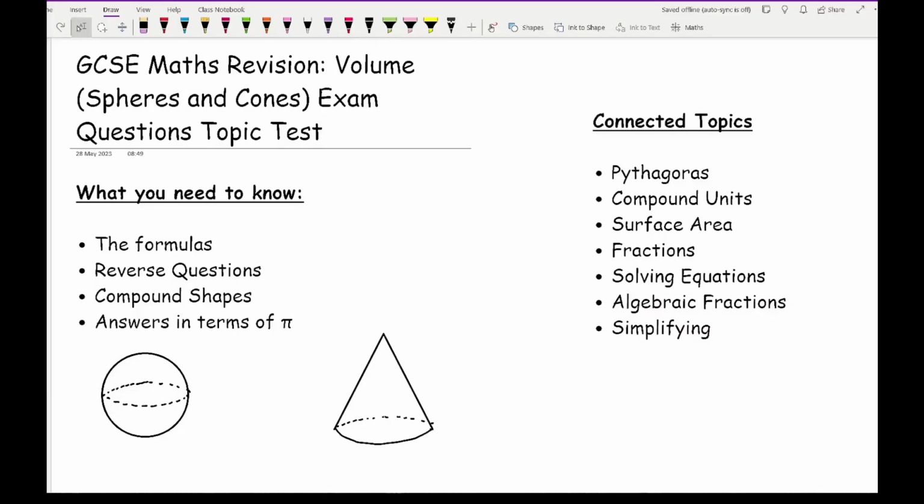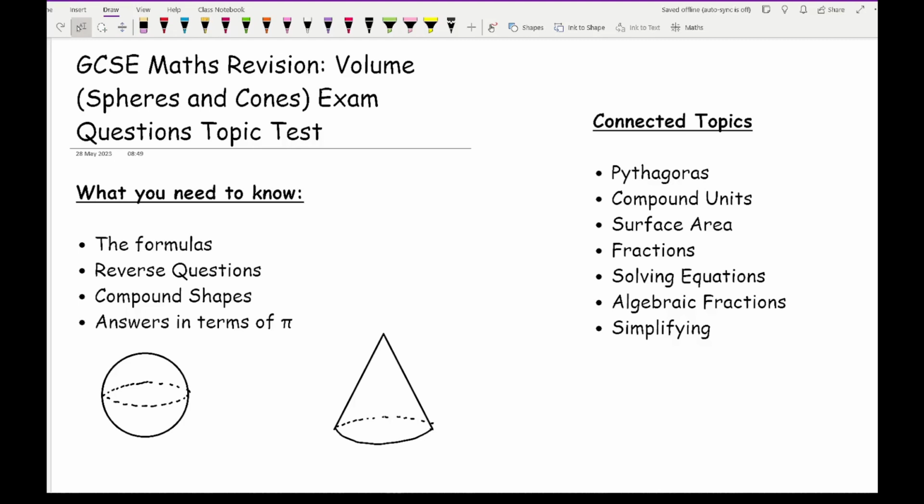Now before we get started working through some questions, let's just have a quick overview over this particular topic. In terms of what you need to know, you kind of need to know the formulas. The formulas on GCSE exam papers are going to be given. They're not going to be given on the actual insert or the formula sheet. It's actually going to be given within the question. Now the formula that they give you may or may not be the formula that you actually need.